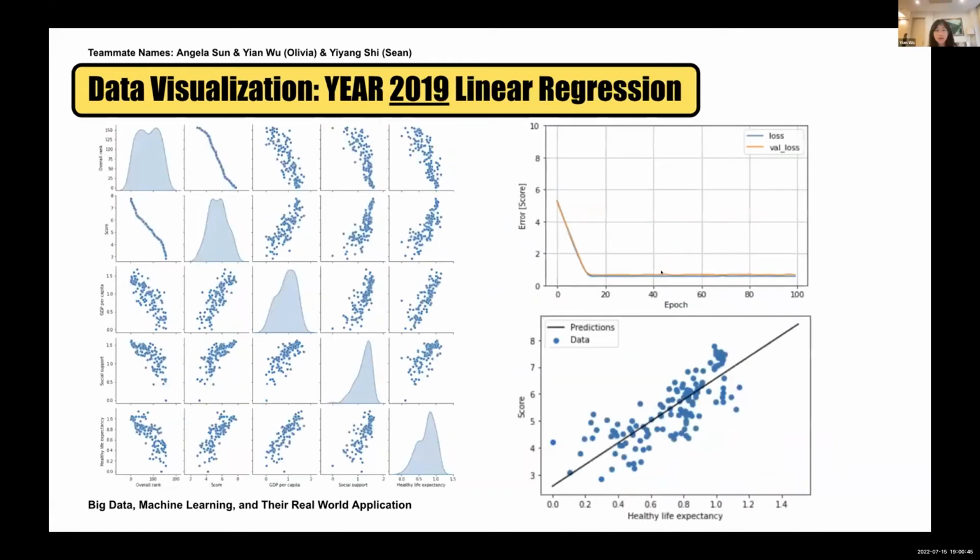And here's the data visualization of the linear regression model from the year 2019. On the left, we have again the pair plot demonstrating some basic relationships. And then on the right, the loss function shows that the error again decreases as the epoch increases, since the model is trained more and more. And finally, we have a scatter plot of the data points with our prediction line.